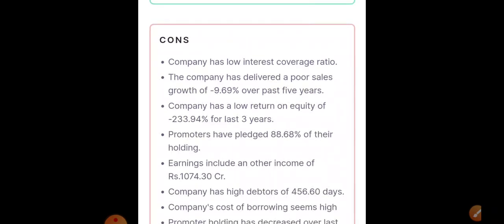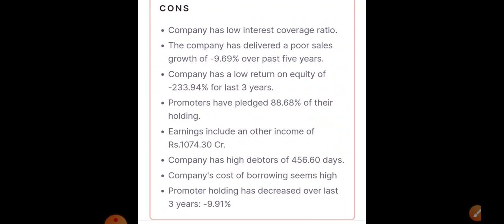So what are the negatives? There are a few negative things. Pledging is one of the major things that you need to remember. After that, return on equity, which we have already seen is negative. And poor sales, the company has delivered poor sales. Interest coverage ratio followed by cost of borrowings are also a little high. These are some of the highlighted negatives that we can see in Rattan Power.